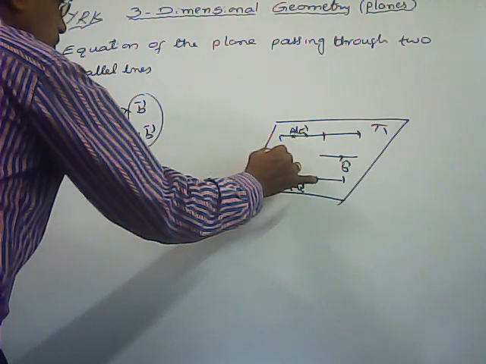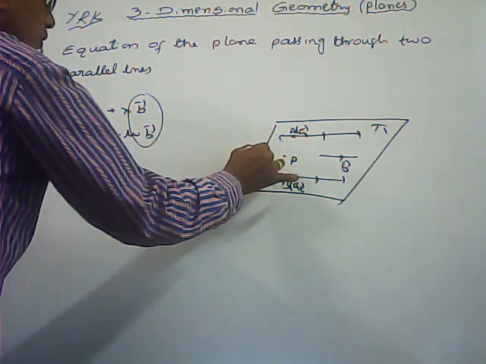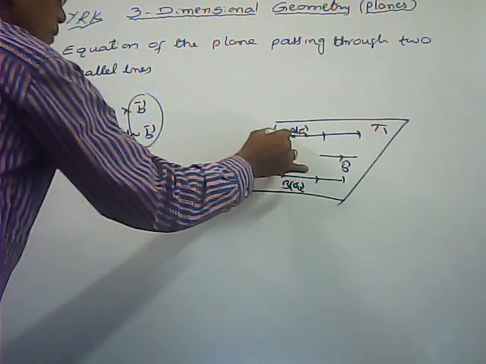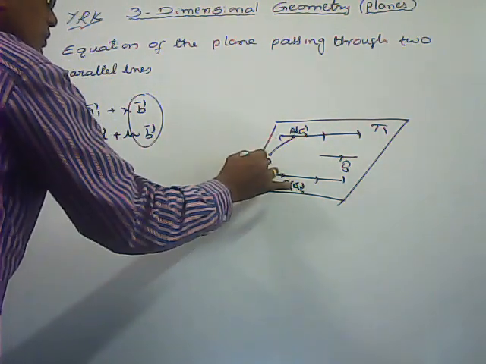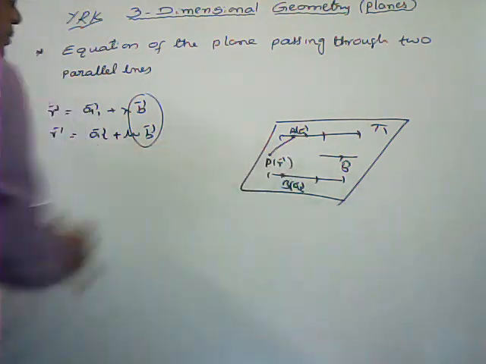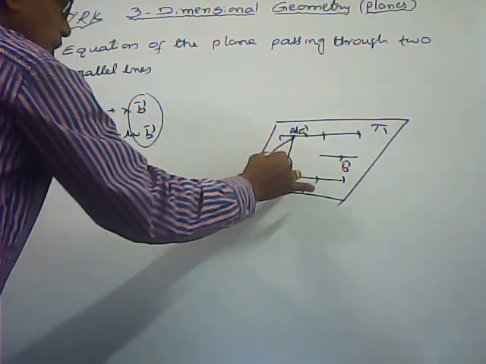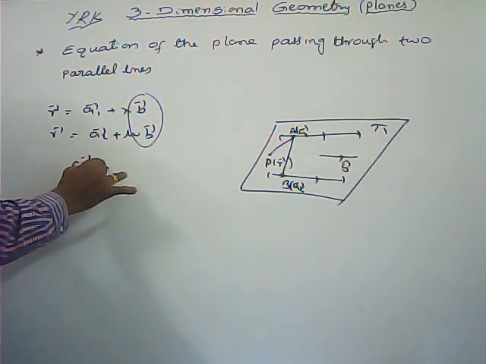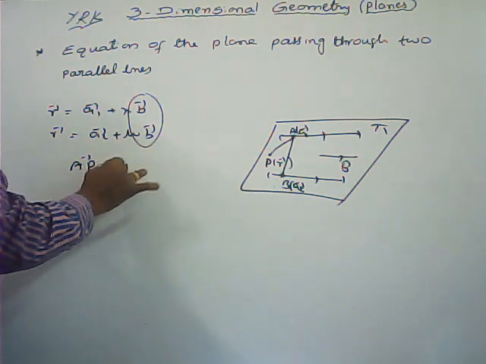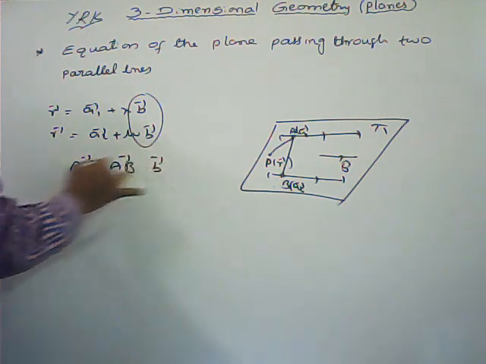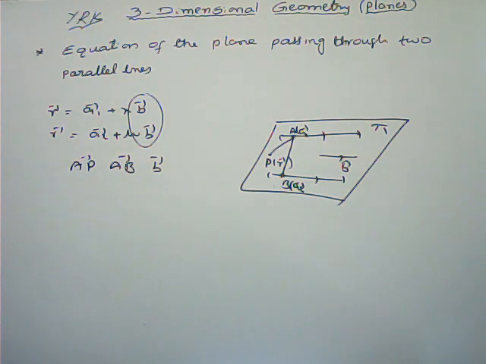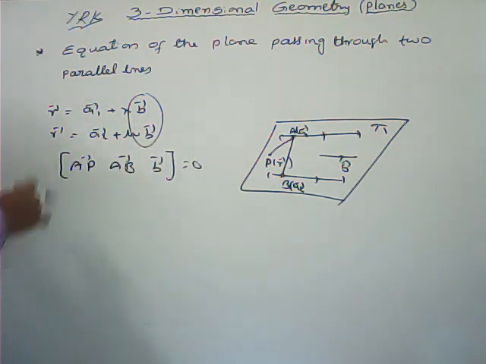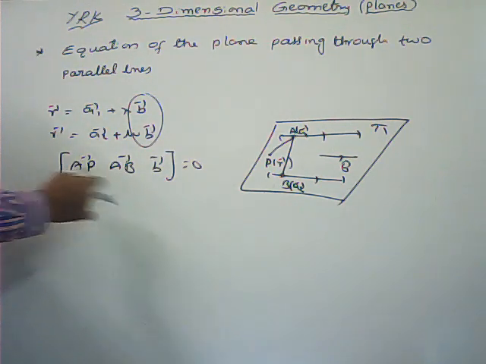You can take any one of the variable points. Now here you can see this is the variable point I have taken. Here you can see AP bar is one of the vectors. Here P is a point whose position vector is r bar. AP bar, AB bar and b bar, all three vectors are coplanar. If they are coplanar, the box product is equal to 0. Determinant of AP bar, you can take that one.